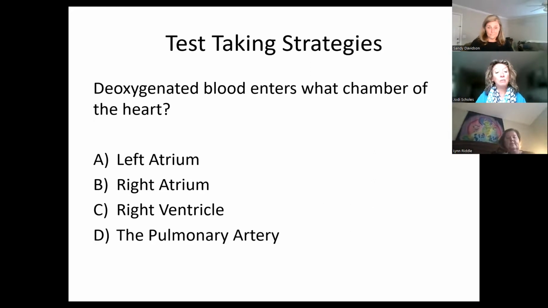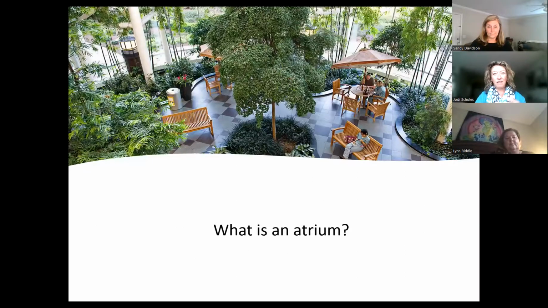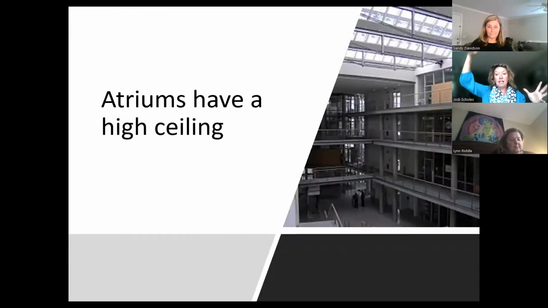Let's take a look though. Right atrium, left atrium, ventricle. Okay, what's an atrium? Have you ever been to like a hotel where they had like this beautiful atrium and it had really high ceilings, right? So high up, those are the two highest chambers of the heart, the left and right atrium. Yeah, atriums have that high ceiling, right?